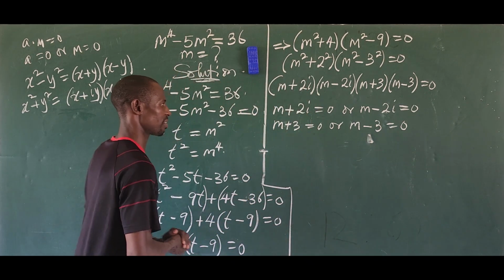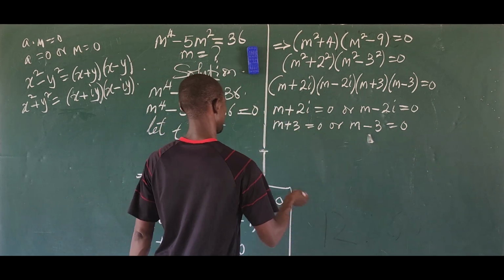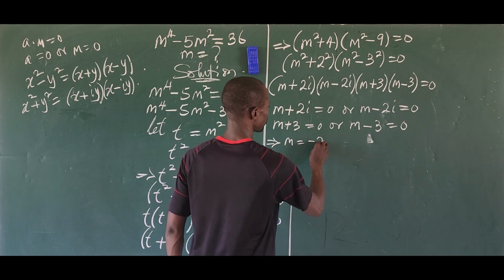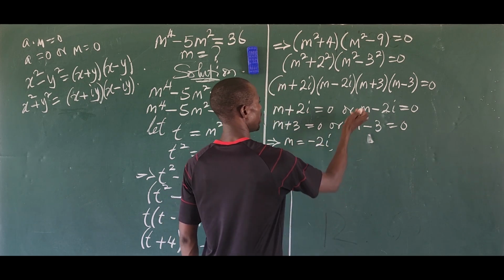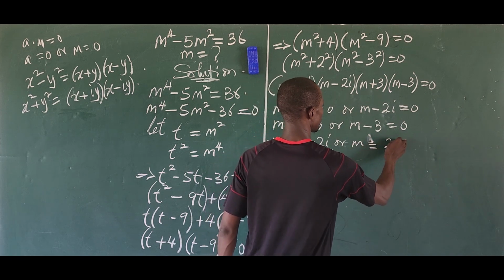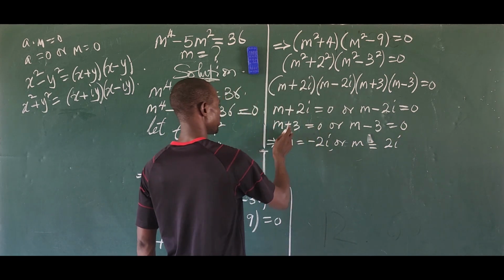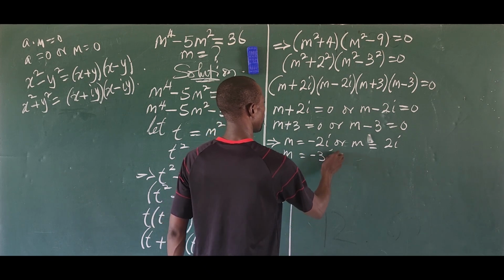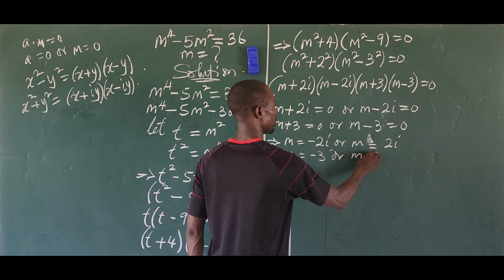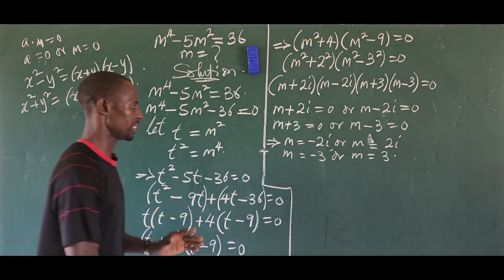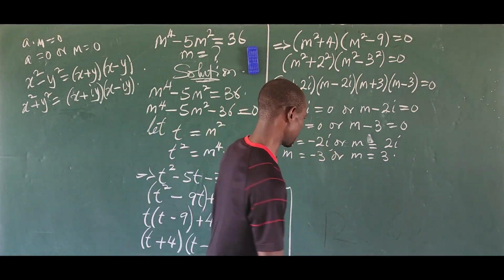So what are the values of m from here? It is clear. So this now implies that m is equal to minus 2 iota, or we have m is equal to positive 2 iota. Down here we have m is equal to minus 3, or here we have m is equal to positive 3. So let's bring that out in a well-organized form.